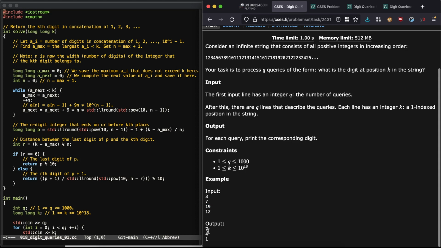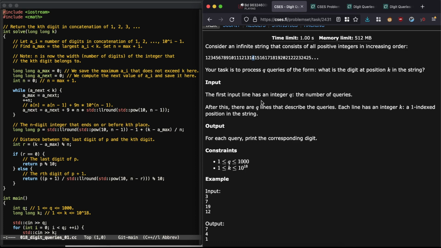And some example answers. For 7, it is quite simple. Of course, the 7th digit is 7. One thing to keep in mind, this is 1 indexed. So all these positions are 1 based, not 0 based. So the 7th digit is 7. The 19th digit is, so this is 9, and then 11 and 13, and then 15, and then 17. This is the 19th digit, which is 4, and so on. So that is the problem.